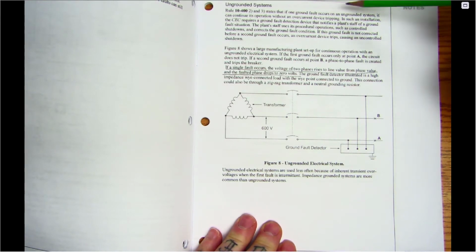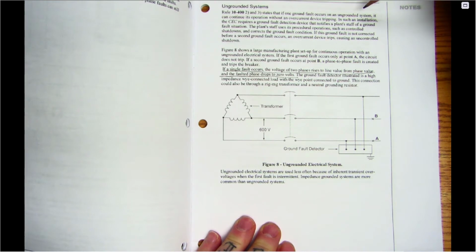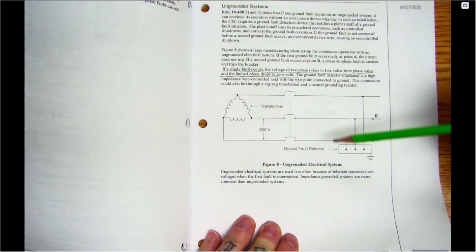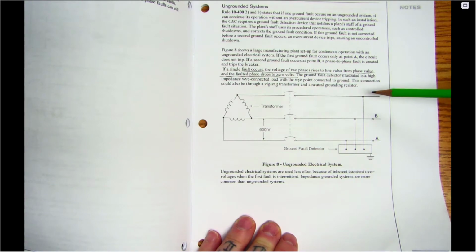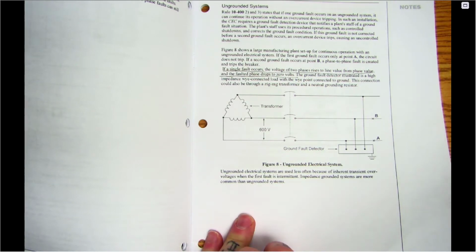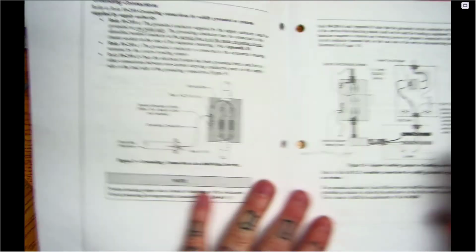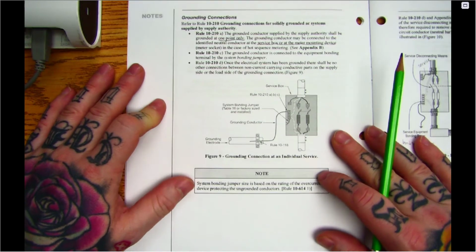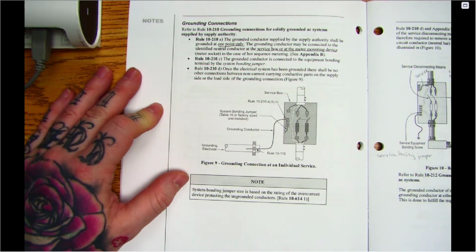It even says, it seems crazy that we wouldn't have it now, but it says if one ground fault occurs on an ungrounded system, it can continue its operation without an overcurrent device tripping. In such an installation, the CEC requires a ground fault detection device that notifies plant staff of the fault situation. Okay, so just because we don't have it, we still need to know it's happening, in these specific types of systems. So go through and it will definitely get you up to speed on those different types and reference some of the rules.